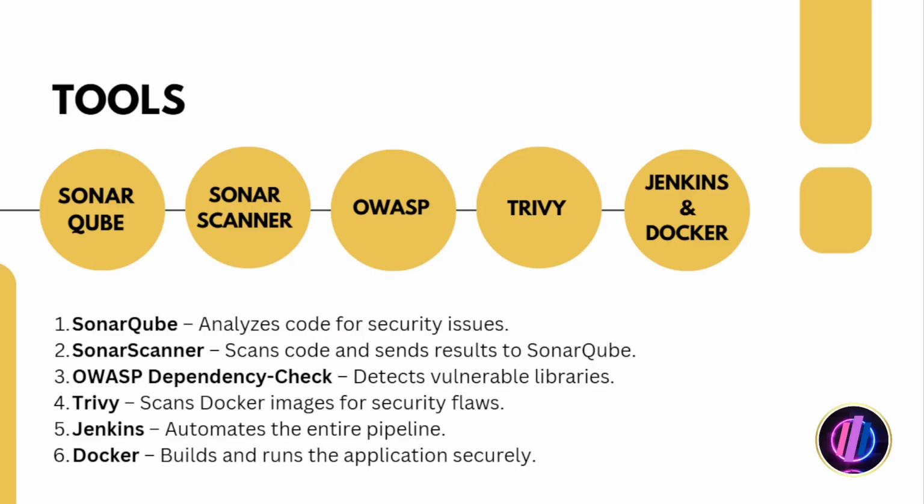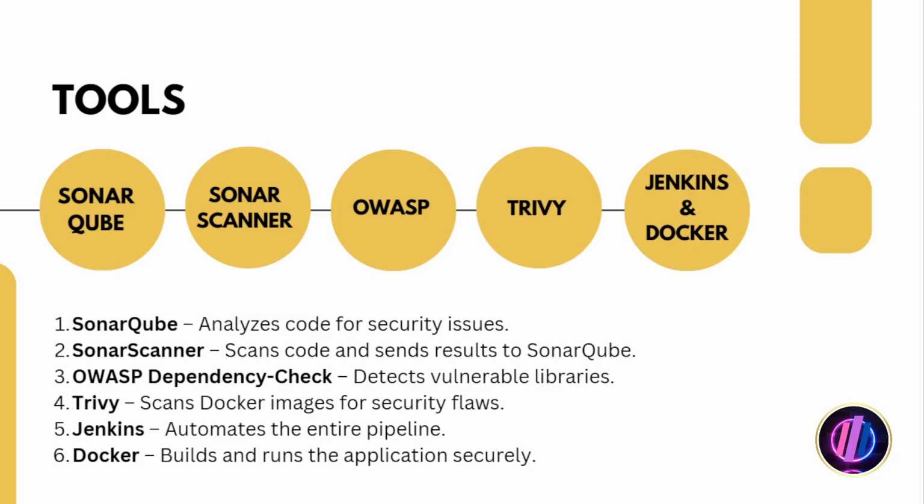What is SonarQube? SonarQube is a static code analysis tool that helps developers to identify security vulnerabilities, bugs, and code quality issues in their projects. It provides detailed reports on the quality of code and allows teams to improve their software security. Now, what is Sonar Scanner? Sonar Scanner is a command line tool used to analyze the source code and send the result to SonarQube for further review. It helps to identify code quality and security issues. Now let's move to dependency scanning.